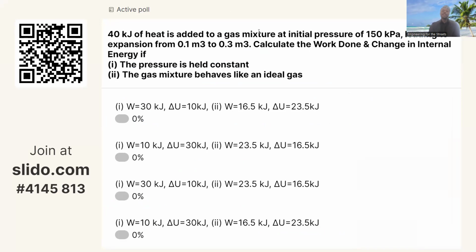40 kilojoules of heat is added to a gas mixture at an initial pressure of 150 kilopascals, leading to expansion from 0.1 meter cube to 0.3 meter cube. Calculate the work done and change in internal energy if, number one, the pressure is held constant, number two, the gas mixture behaves like an ideal gas.